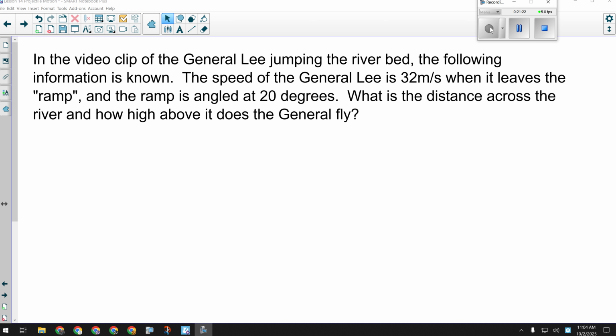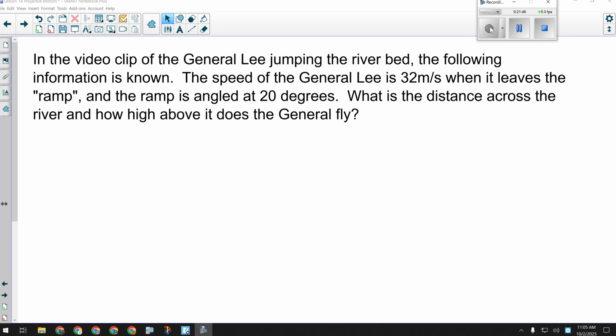All right, so in this clip, the car jumps over the riverbed, and the following information is known. The speed of the General Lee is 32 meters per second, that's roughly 120 kilometers an hour. It leaves the ramp angled at 20 degrees. What's the distance across the riverbed, and what's the maximum height that the General Lee achieves in its flight?